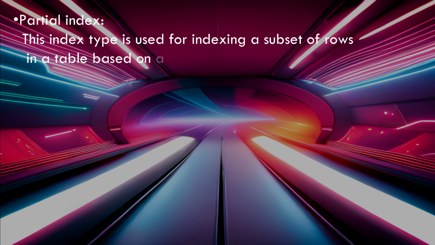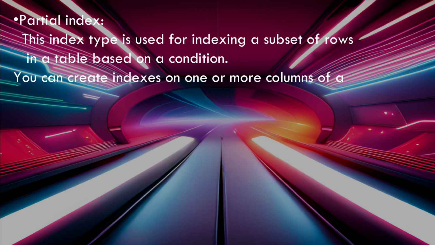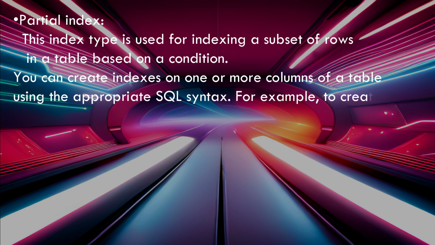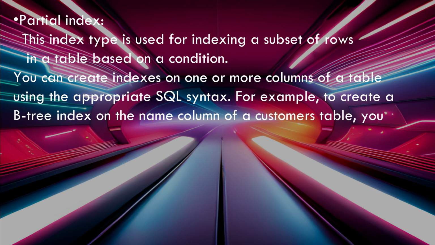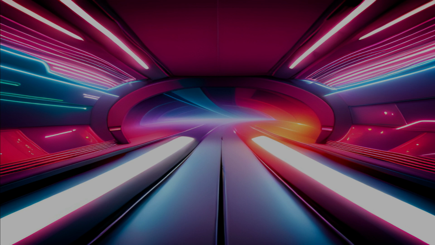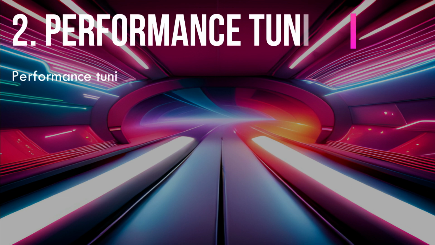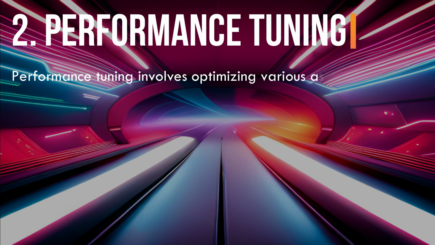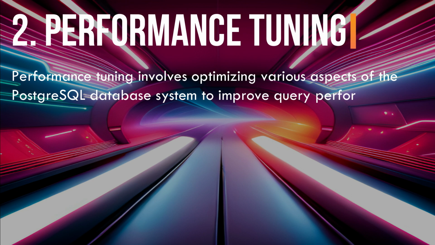You can create indexes on one or more columns of a table using the appropriate SQL syntax. For example, to create a B-tree index on the name column of a customers table, you can use the following SQL command. SQL. CREATE INDEX customers_name_idx ON customers (name); 2. Performance tuning. Performance tuning involves optimizing various aspects of the PostgreSQL database system to improve query performance and overall database efficiency.